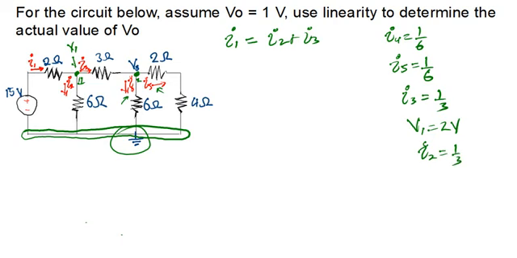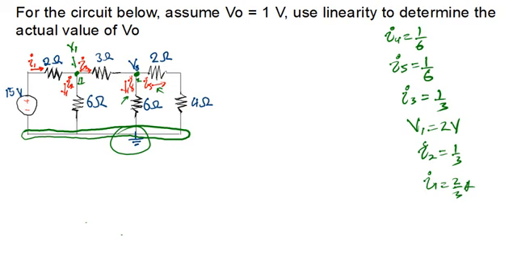So then we're able to find the I1 now. I can say our I1 is equal to our I2, which is 1 over 3, plus our I3, which is 1 over 3 as well. So hence this gives us I1 being equal to 2 over 3 amps.